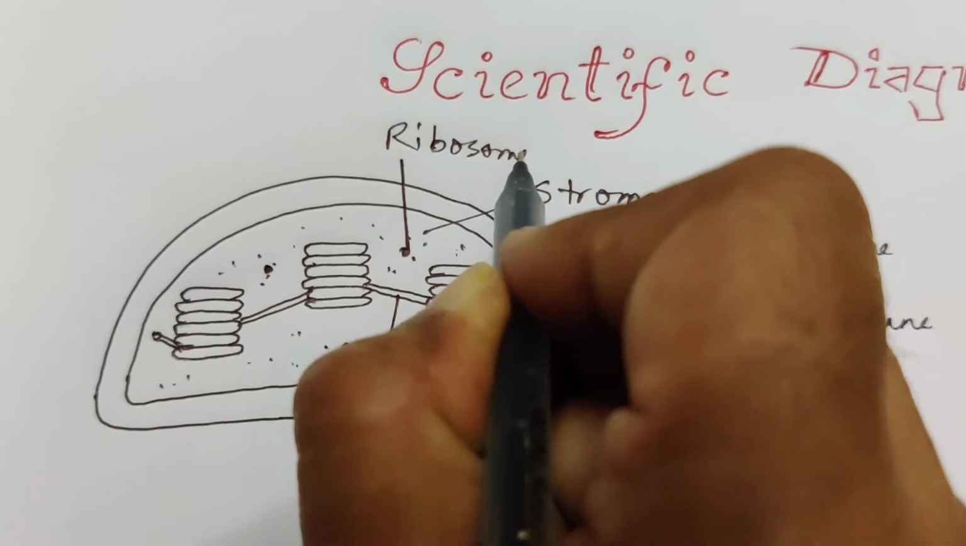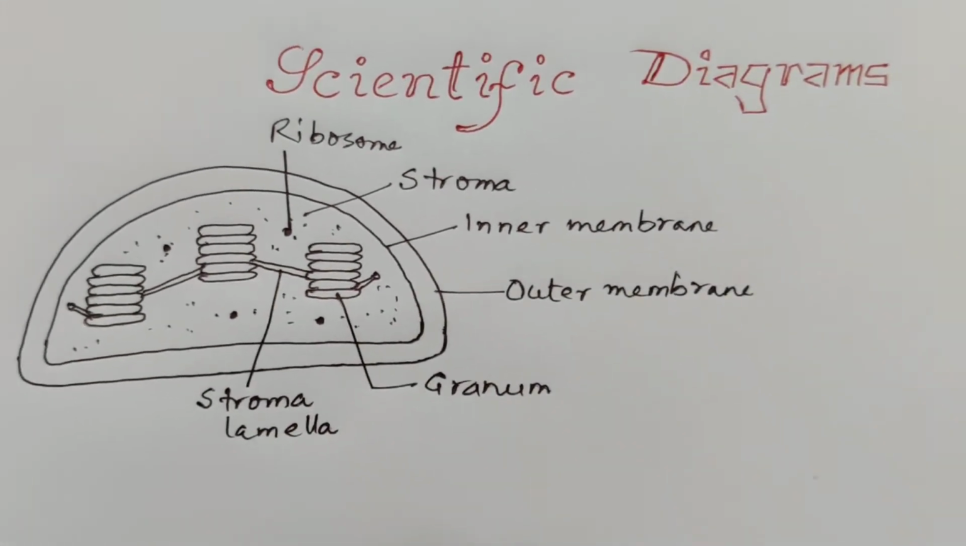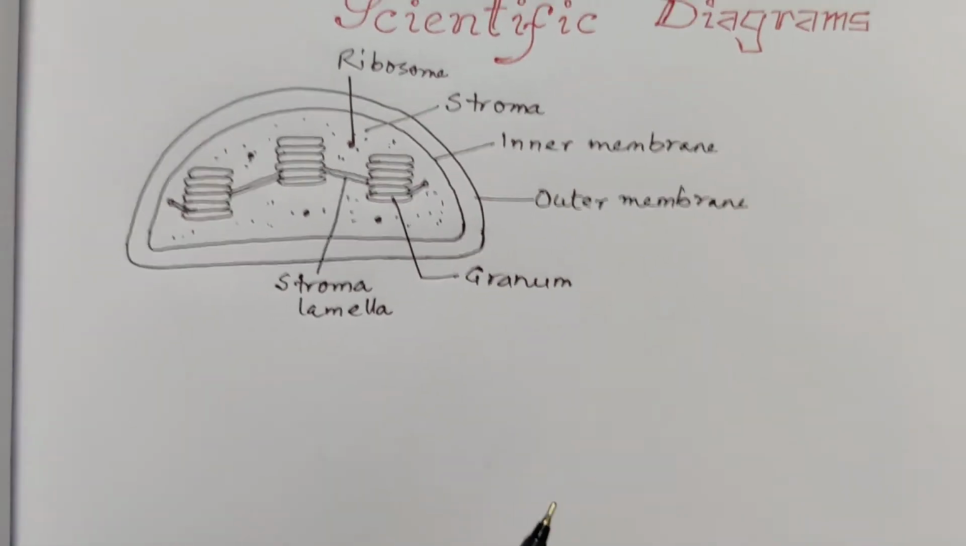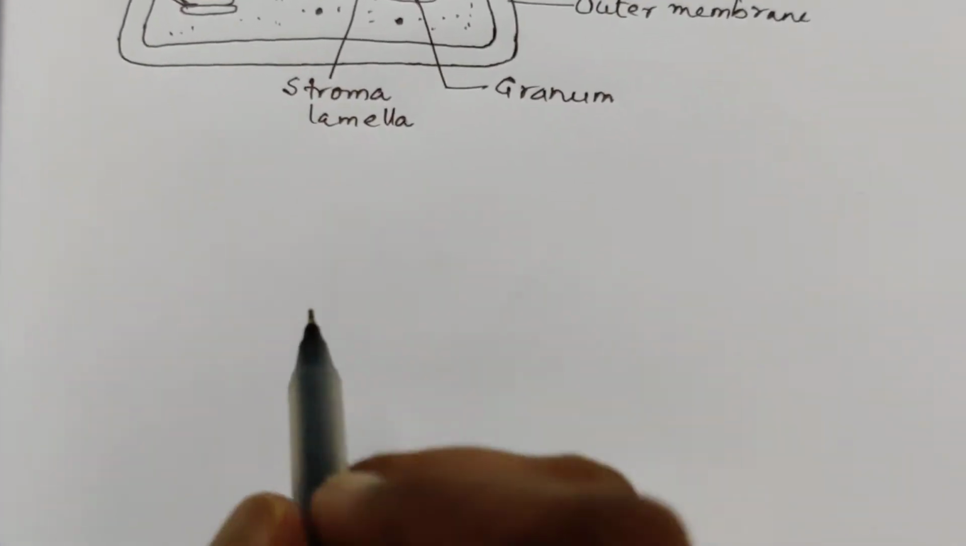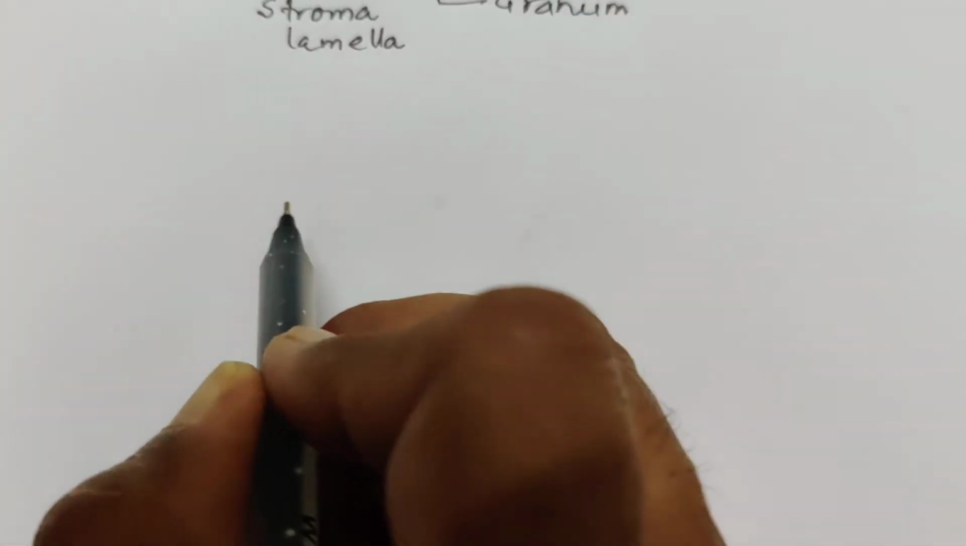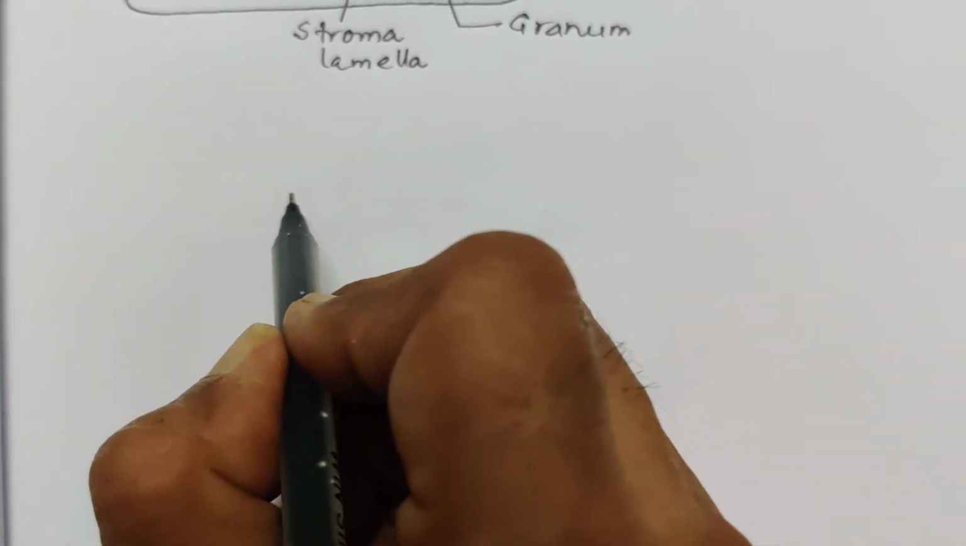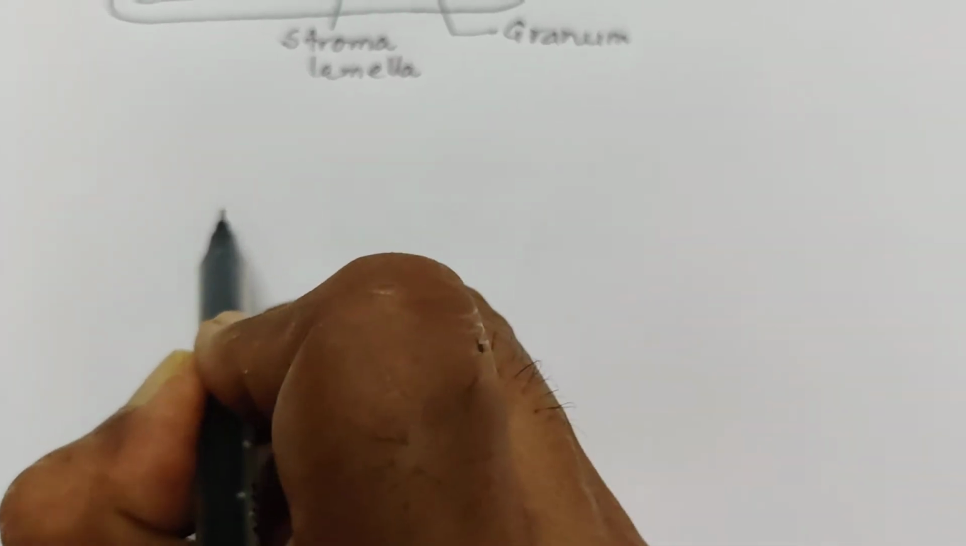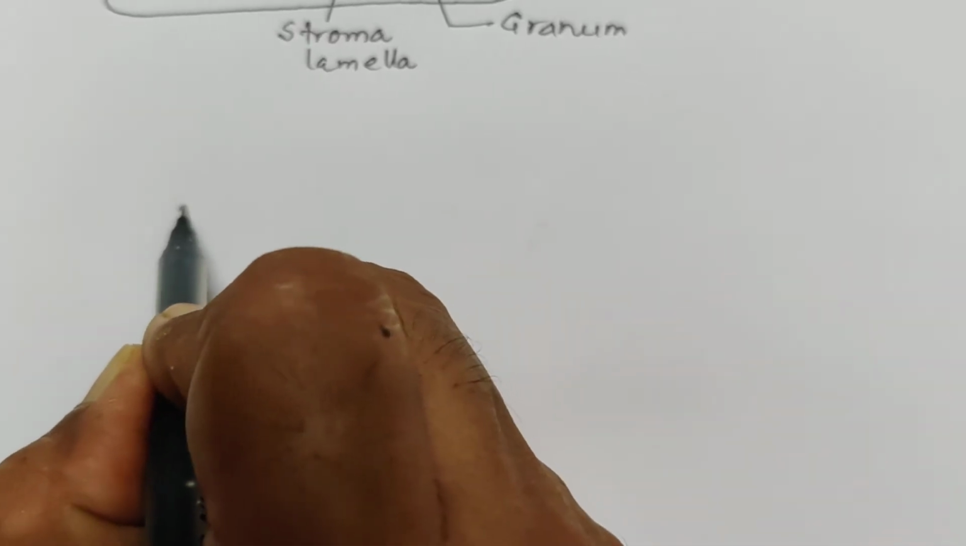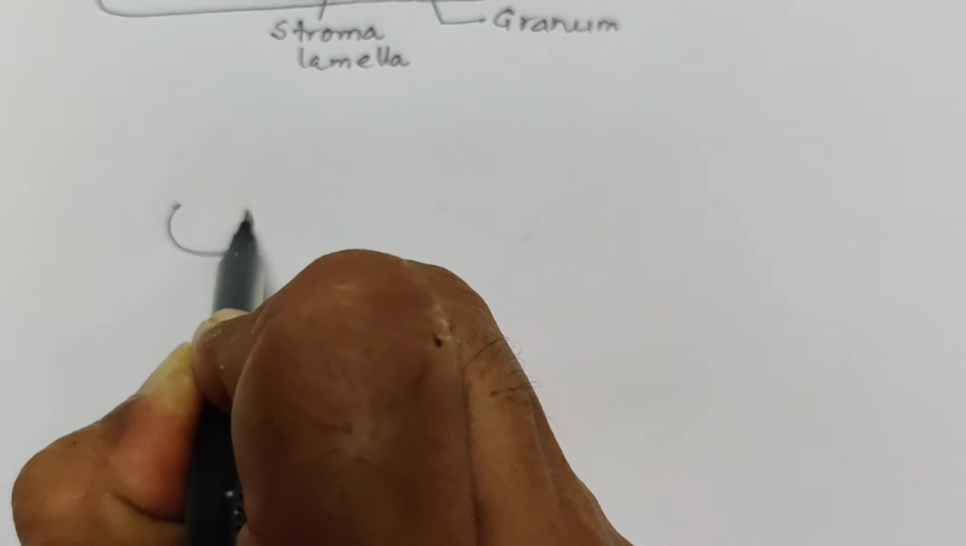That's it. Only this much. Now let's draw another figure. Let's draw a nephron. You can draw a nephron in a very simplest possible way.